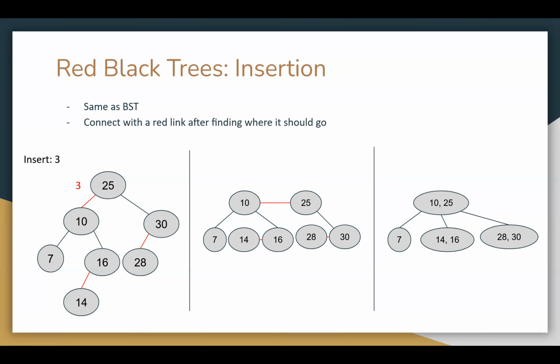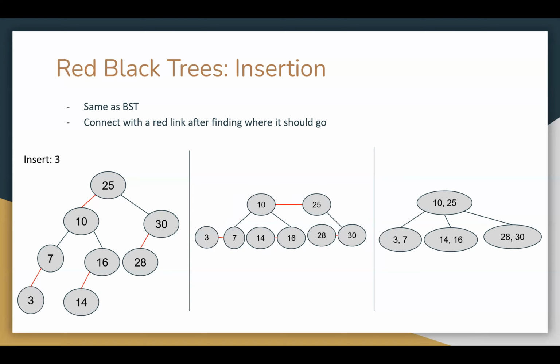3 is less than 25, so we go to the left. It's less than 10, so we go to the left. It's less than 7, so we go to the left. And now we've figured out where it should go. It should go to the left of 7. So we then link 3 to the left of 7 with a red link. And this is a totally valid red-black tree and 2-3 tree. You can see here that the equivalent of this red-black tree is this 2-3 tree on the right. This is perfectly valid. We have 2 items per node, and each leaf node is exactly 1 distance away from the root.